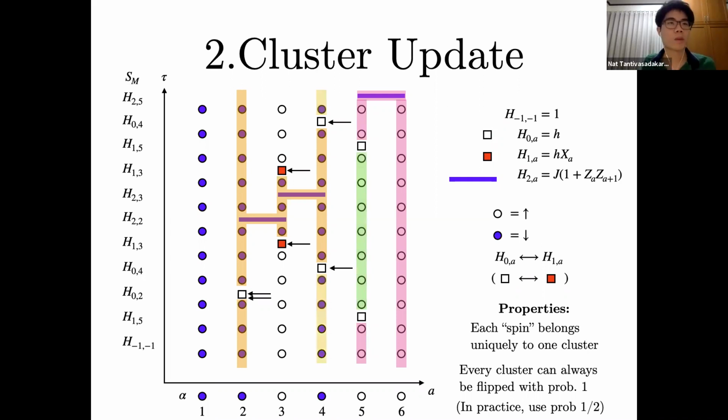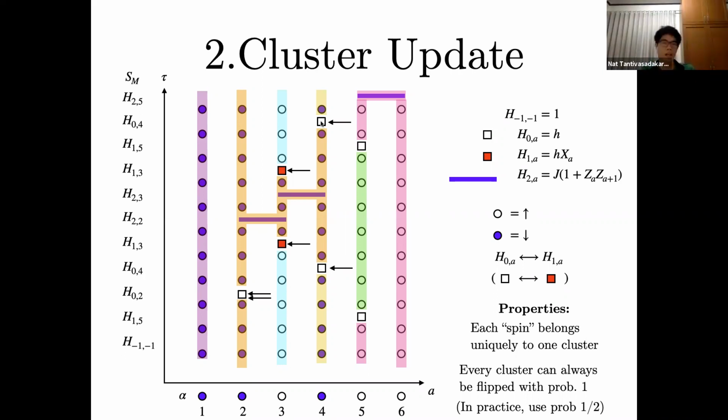So one property is that for each spin in this simulated spacetime, every spin always belongs uniquely to one cluster. So what you can do is that in this space here, you just pick a spin at random, and then you identify the cluster by what I've just shown, and then you update it to the other valid configuration. So you flip all the spins in the cluster, and at the endpoints, you toggle between H0 and H1 for all these endpoints of the cluster.